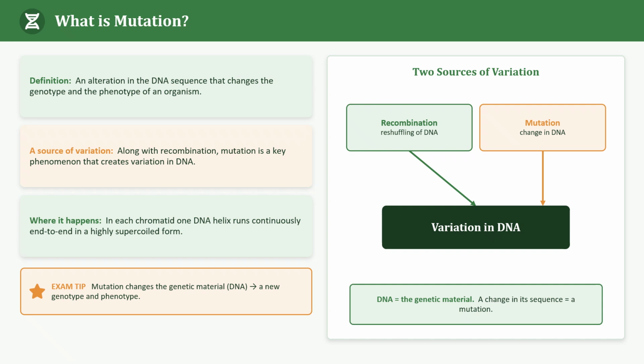So since this DNA carries all the genetic information of an organism, even a small change can affect how the organism looks or functions. So a mutation can produce changes in its genotype as well as phenotype. So genotype, what happens? The genetic makeup of an organism gets changed. And also the phenotype, the observable characters like appearance or functioning, it changes. So mutation is one of the major sources of genetic variation.